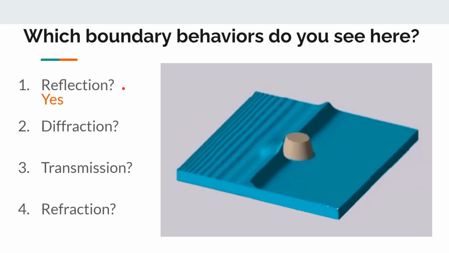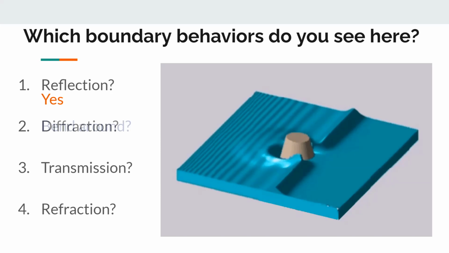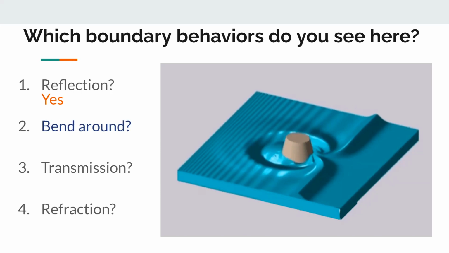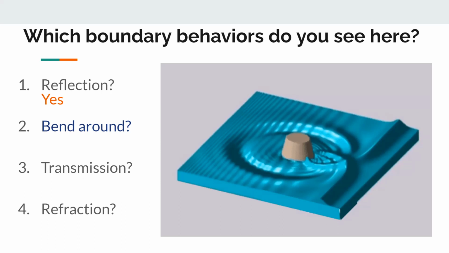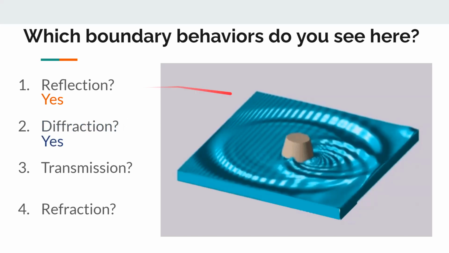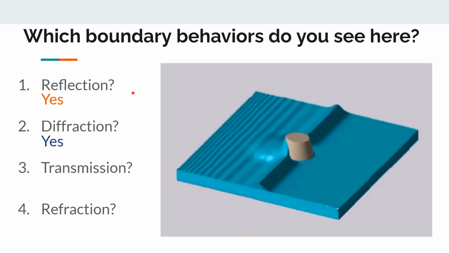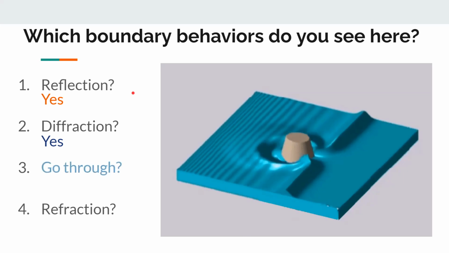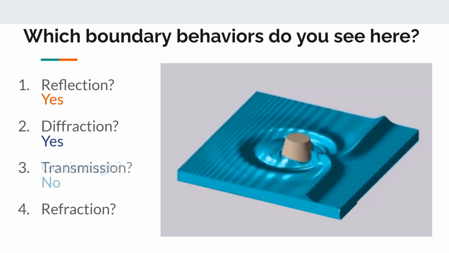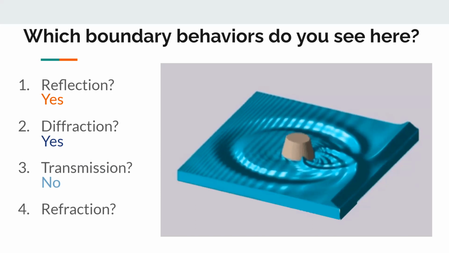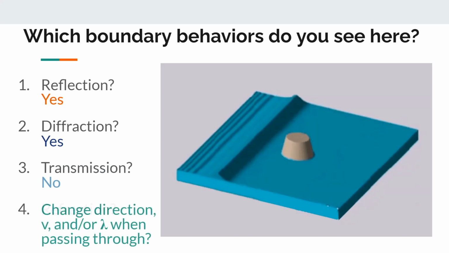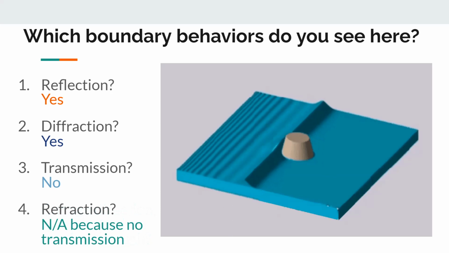Okay, what about diffraction? Does it bend around the obstacle? Yes. Okay, we couldn't see that with the other one, but you can absolutely see a diffraction pattern on the other side right here. Transmission, does it go through the island? No. Okay, and then refraction, that's not going to be applicable here because if you don't have transmission, you can't have refraction.